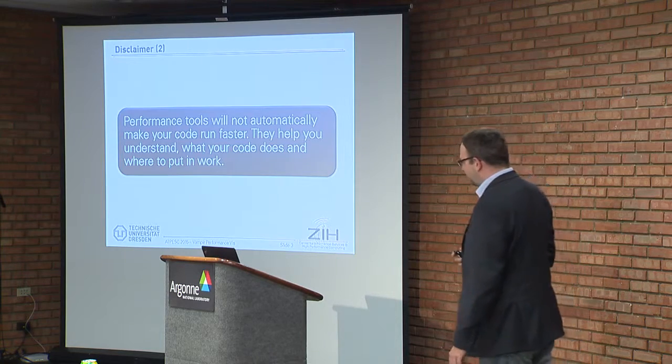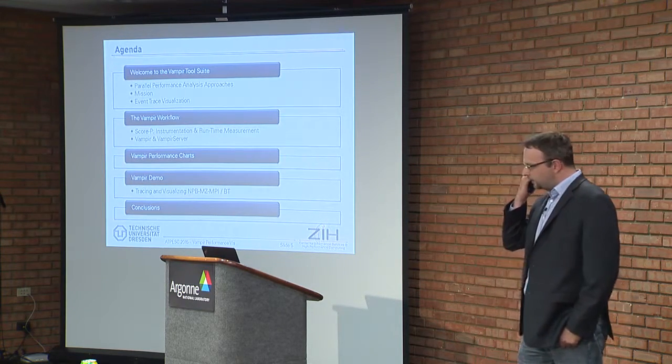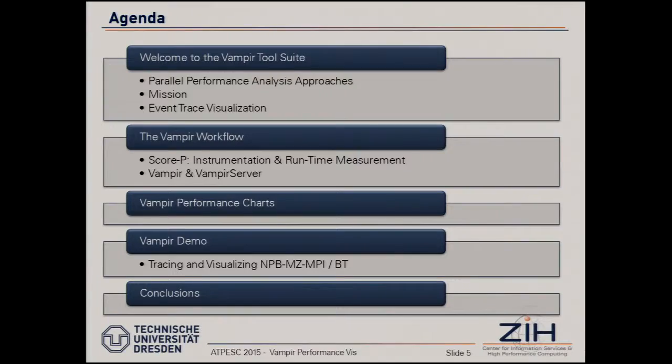So, without further ado, what I'm going to talk about today is a little bit about the Vampir tool suite, what it does, what's the workflow behind it. So how does this work? How does this compare with a number of other performance tools that you've seen? I'm going to walk through the performance charts.